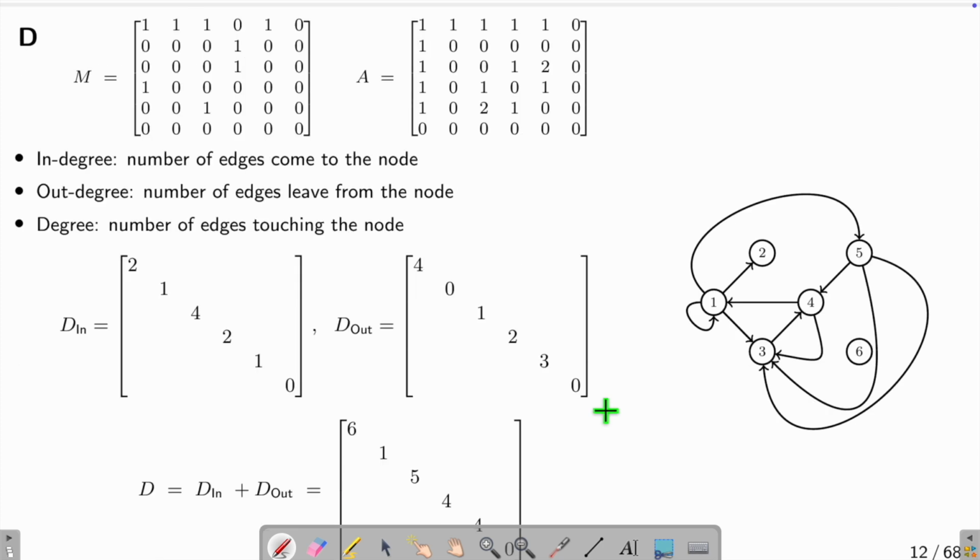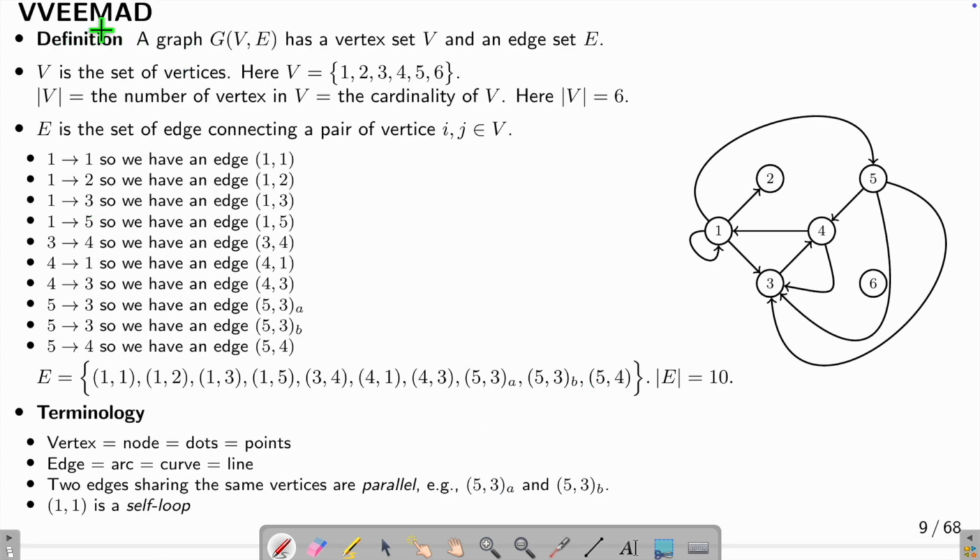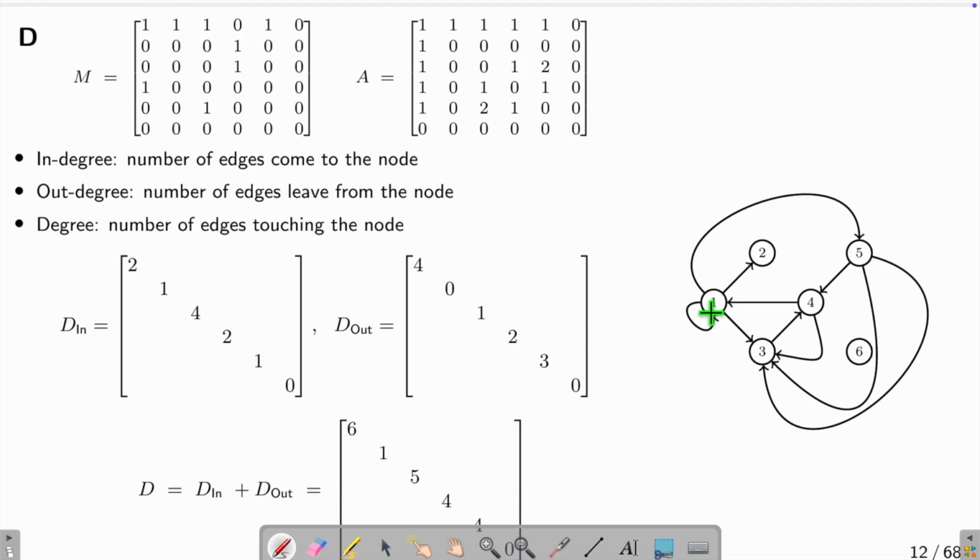Okay. And then lastly, let me go back. V, V, E, M, A, D. V means vertices. Second V means how many nodes. E means what is the edge. Second E means how many edges. M means which I goes to which J. A means it is also M, but we don't care about the direction. D means how many guys are touching the point. How many things go out from 1? So you count how many arrows. 1 arrow goes out, 2nd arrow goes out, 3rd arrow goes out, 4th arrow goes out. So degree out is 4.